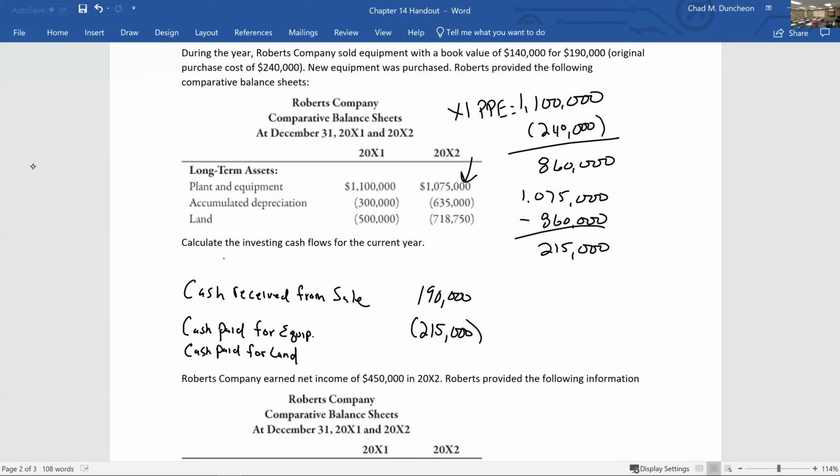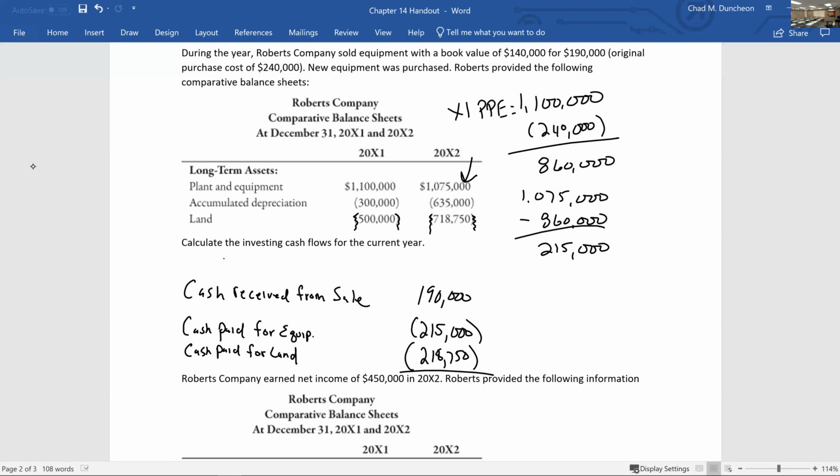And finally, we have cash paid for land. I do not know why those negative signs are on there. They're not on my copy. Okay, they should not be there. They won't be there in your homework. But our land increased by 218,750. So that means we paid out 218,750 for land.